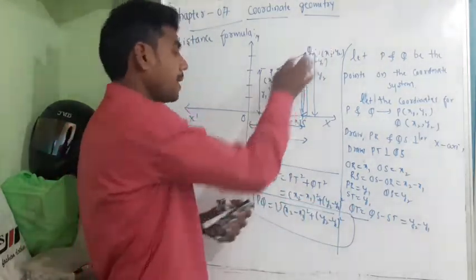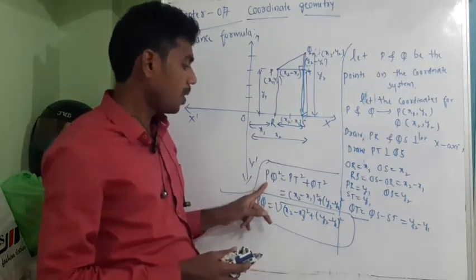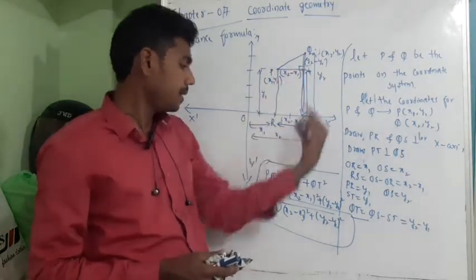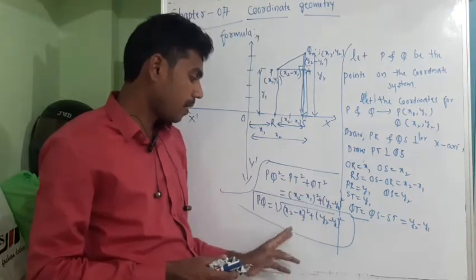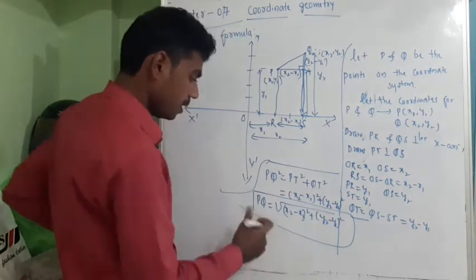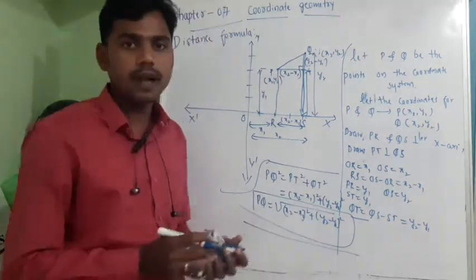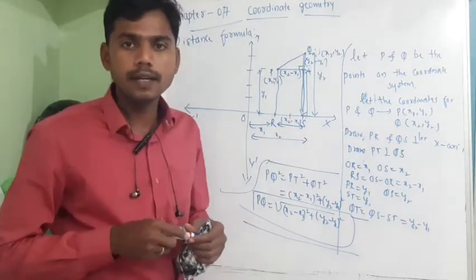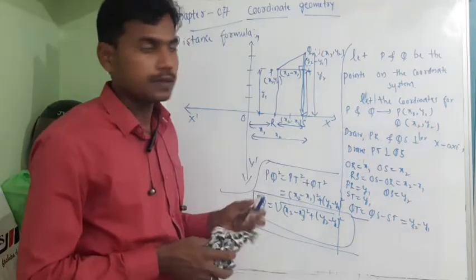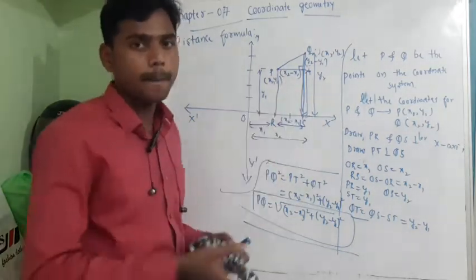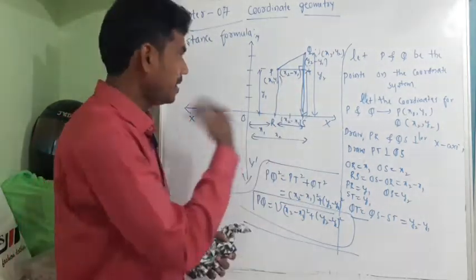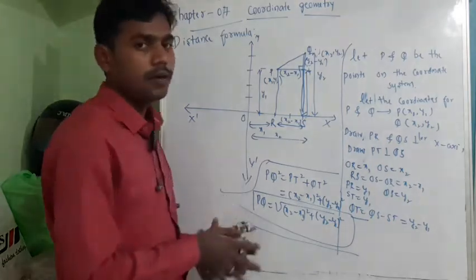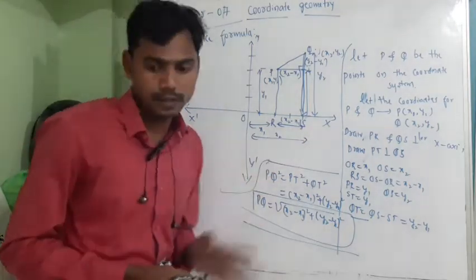So apply the Pythagoras theorem. PQ square is equal to PT square plus QT square. After applying the formula, you arrive at the distance formula to find the distance between any 2 points on the coordinate axis, any 2 points on the Cartesian plane. Okay, please note this down. We are going to solve a few examples based on this.